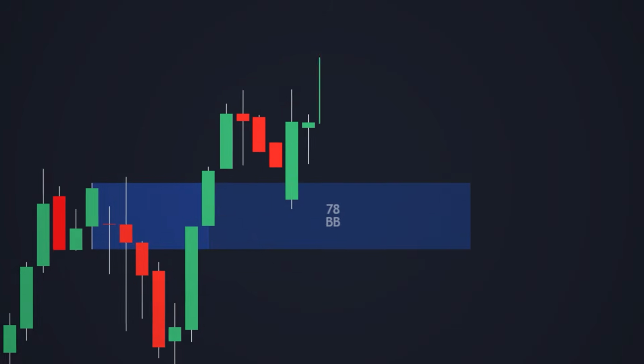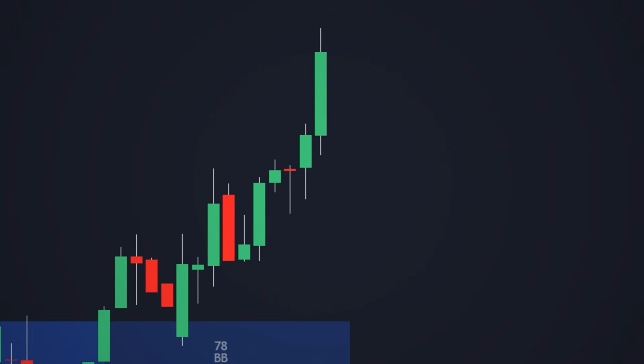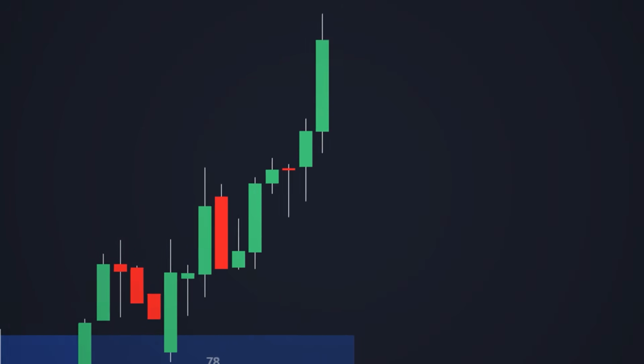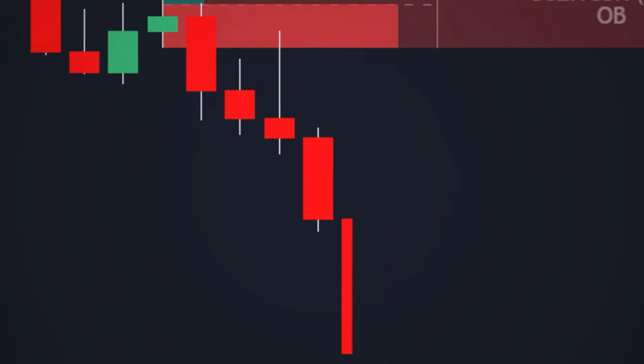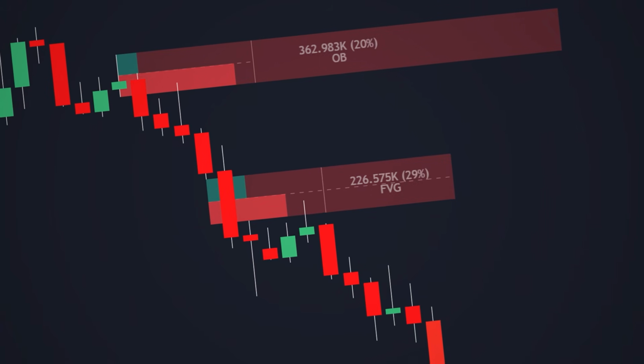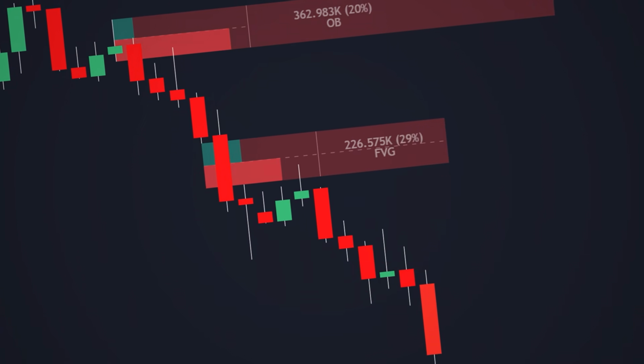But that's only half the picture. Big moves don't just happen because buyers or sellers show up. They need a reason to explode. That reason is imbalances. These are the gaps and voids left behind when price moves too fast, and they're often the first place price comes back to.